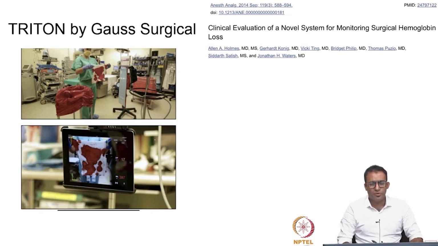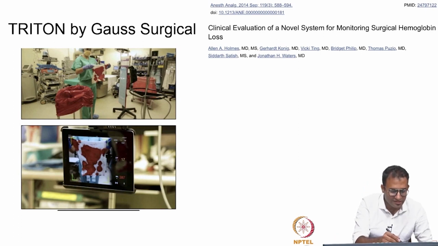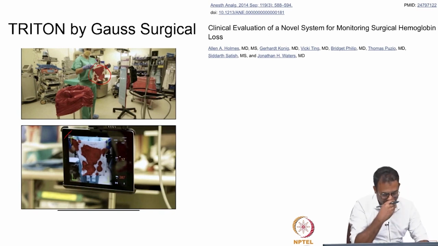Gauss Surgical uses a very simple technique. It uses techniques of computer vision and deep learning to analyze the sponges which are coming out. As you can see in this particular image, these are the surgical sponges which the operating nurse is holding. She is holding it in front of an iPad. This particular device is an iPad 2. They use an iPad, and they also won the Apple Design Award in 2018.